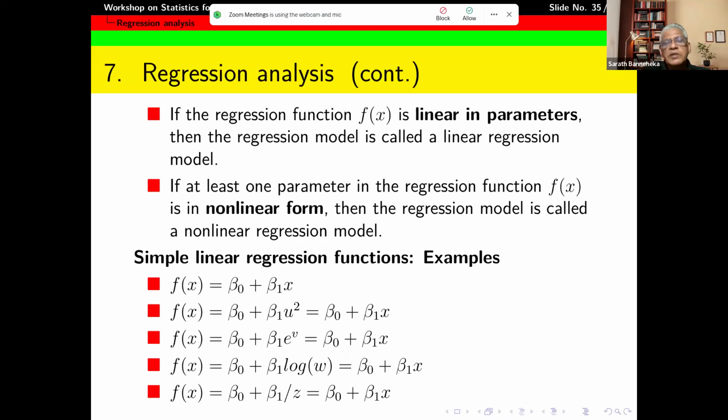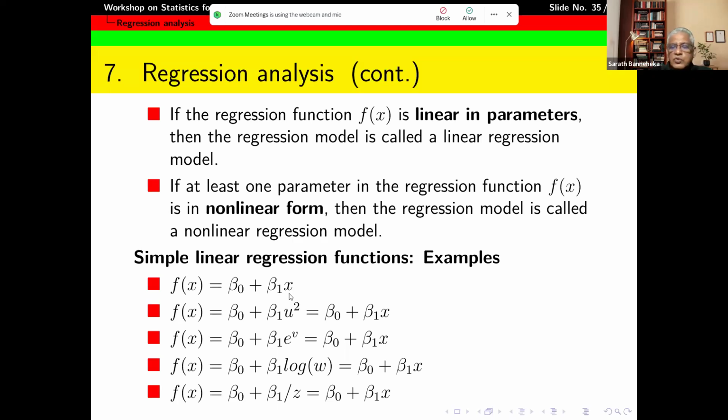So if at least one parameter in the regression model f(x) is in nonlinear form, then the regression model is called a nonlinear regression model. So for example, if you say f(x) is equal to beta naught plus beta 1 x, where there is only one explanatory variable x, this is called a linear regression model because this function is linear in terms of beta naught and beta 1. You have beta naught to the power 1, beta 1 to the power 1. So in that sense, this is a linear regression model.